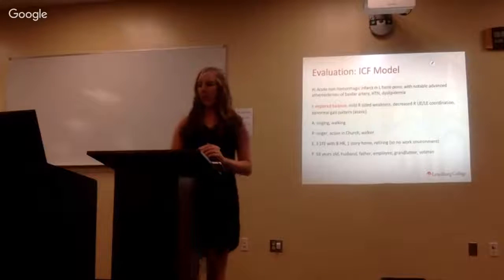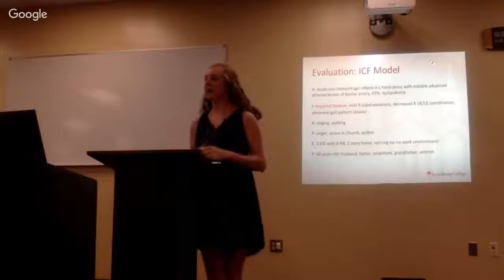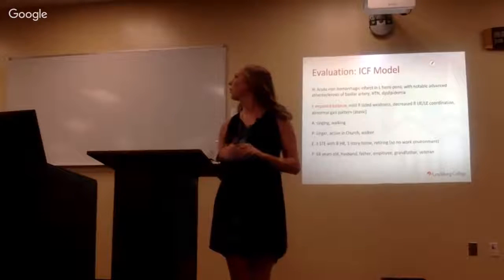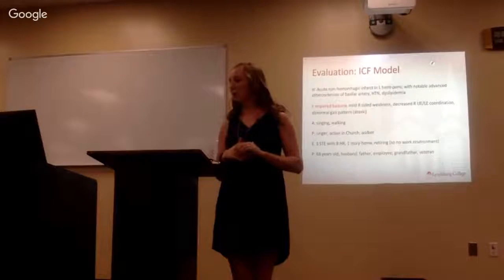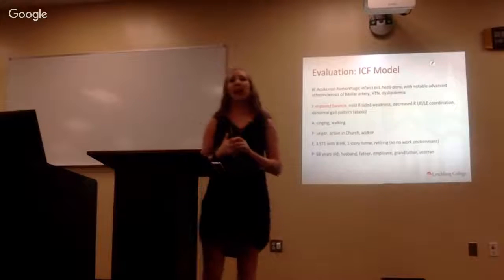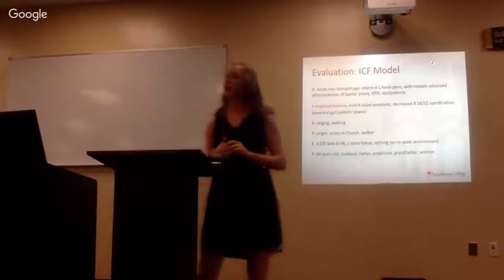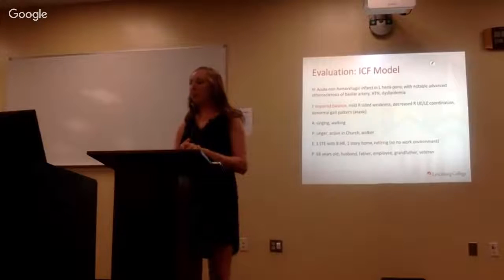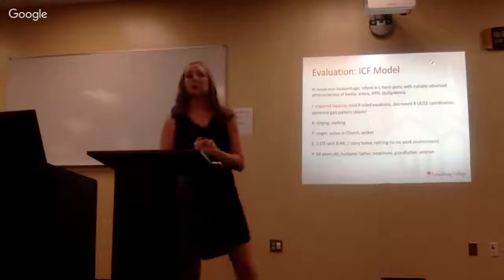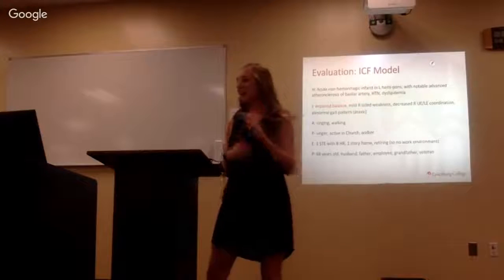So when I did the evaluation, I used the ICF model to help gather my thoughts. His health condition was an acute non-hemorrhagic infarct in his left hemipons with notable advanced atherosclerosis of his basilar artery. In addition to that, he had previously been diagnosed with hypertension and dyslipidemia, which he wasn't being medicated for prior to the CVA. His impairments include impaired balance, mild right-sided weakness, decreased right upper extremity and lower extremity coordination, and an abnormal gait pattern that was mainly ataxic.